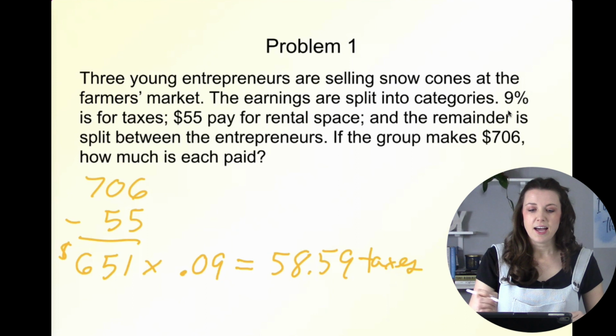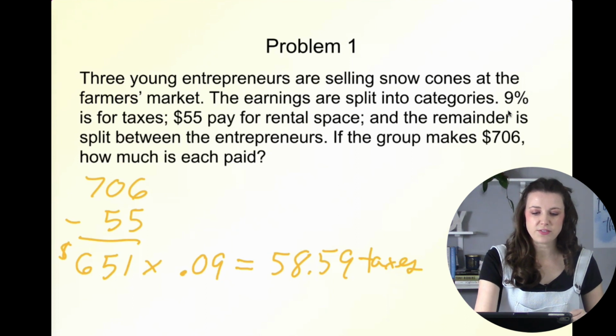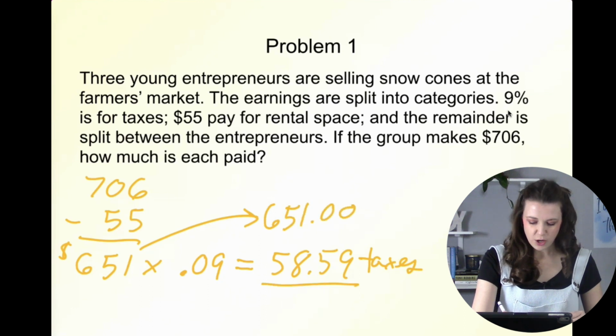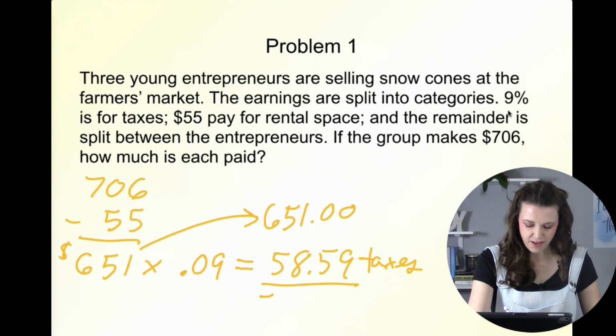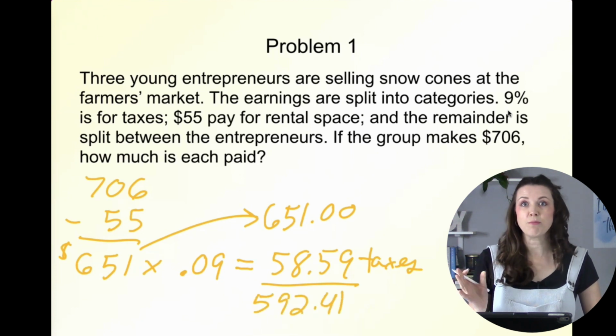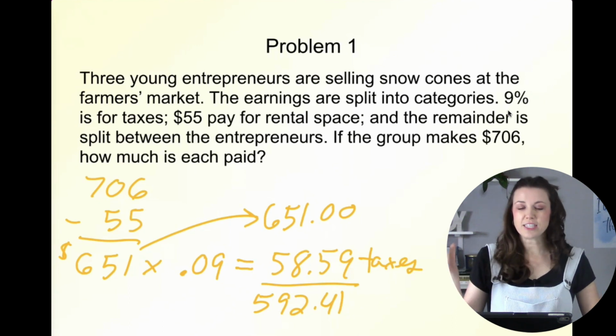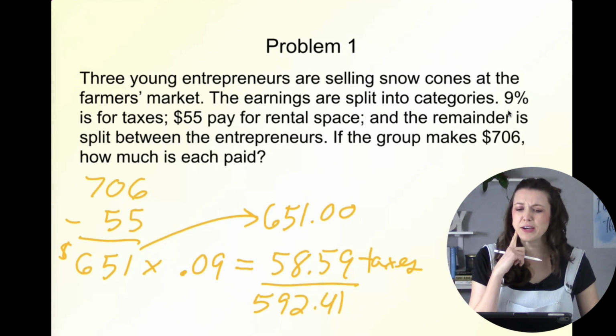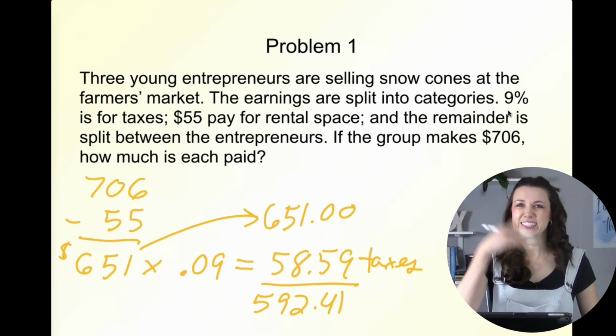But my friends, we're going to take this 651, subtract those taxes, and we get $592.41. So that's how much the entrepreneurs made all together. I'm not sure why we're not including supplies, but that's okay.